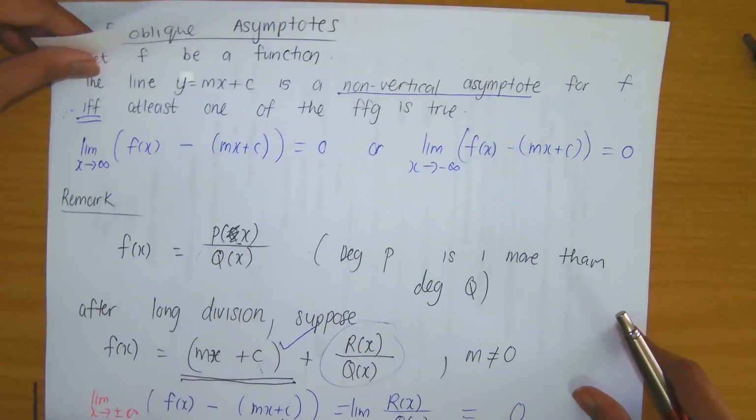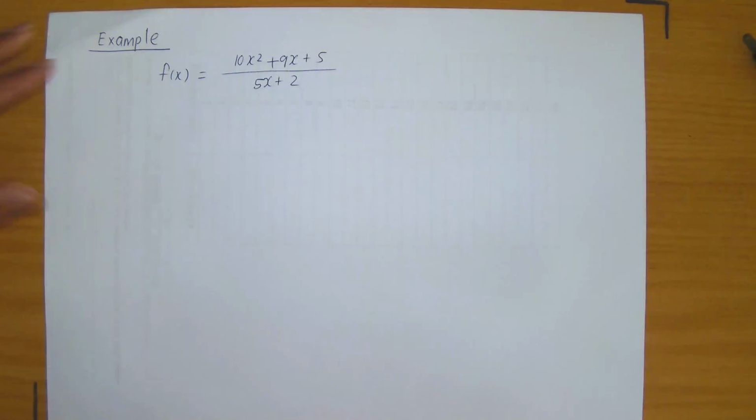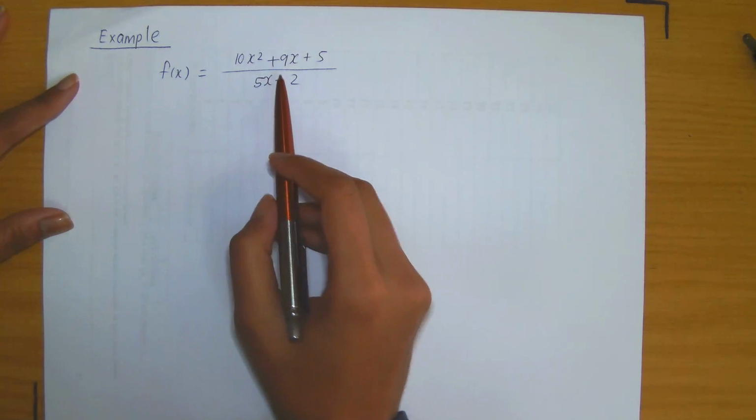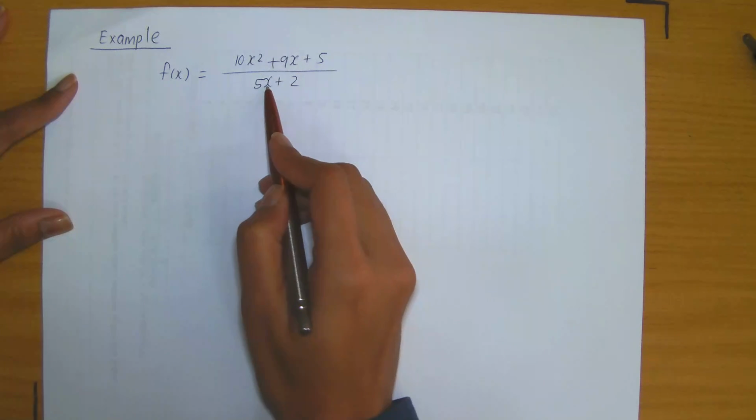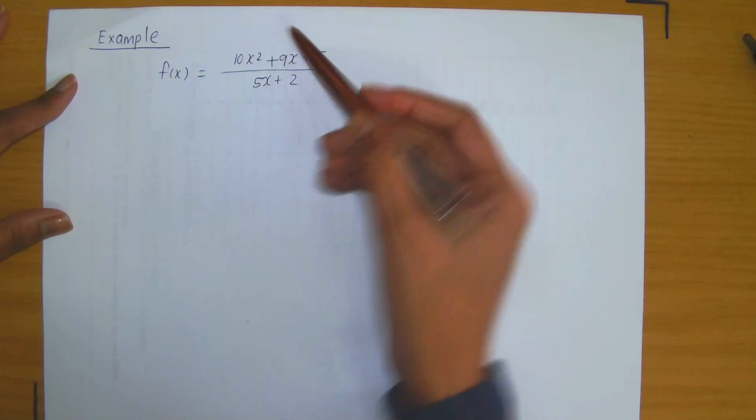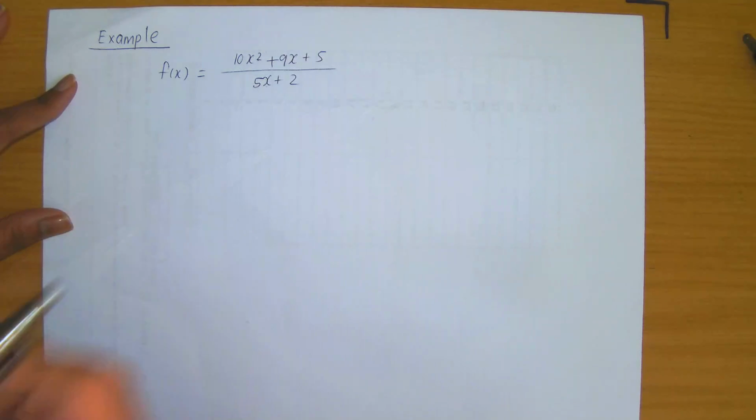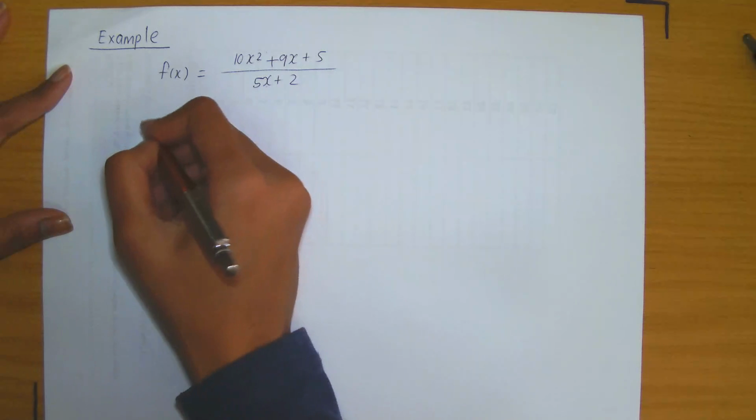So keeping this in mind, let's approach the next example. Right, so we've got a function 10x squared plus 9x plus 5 divided by 5x plus 2. So we have our criteria. Since the numerator is a higher degree than the denominator, we're going to take that polynomial and divide it by that. So let's do the long division.